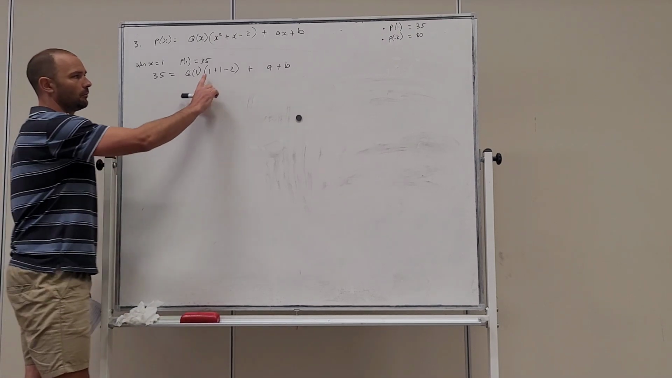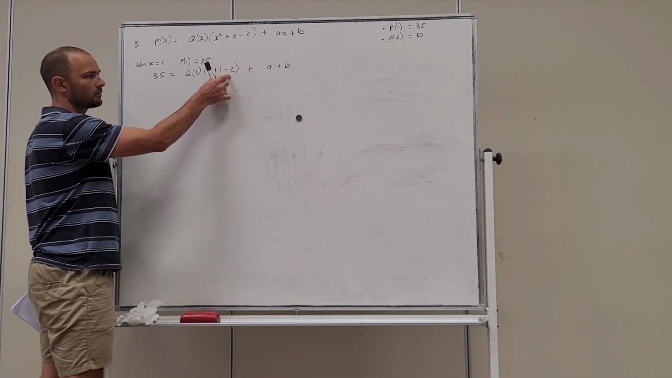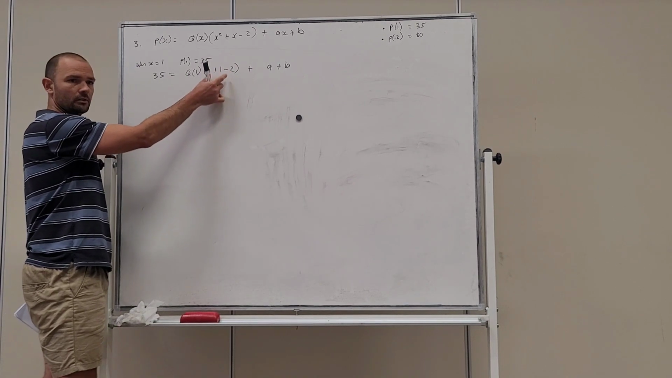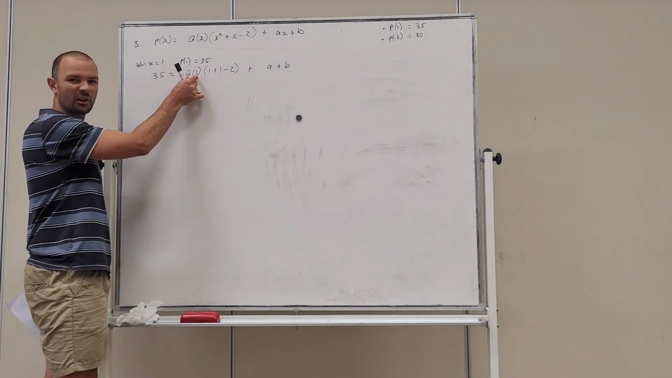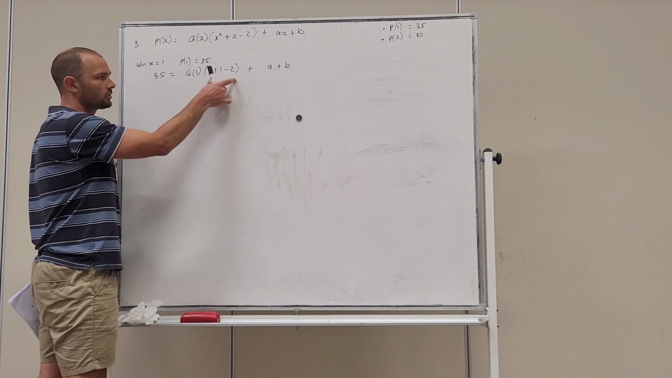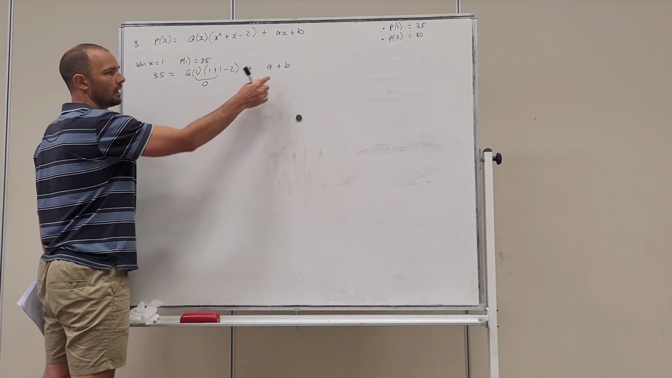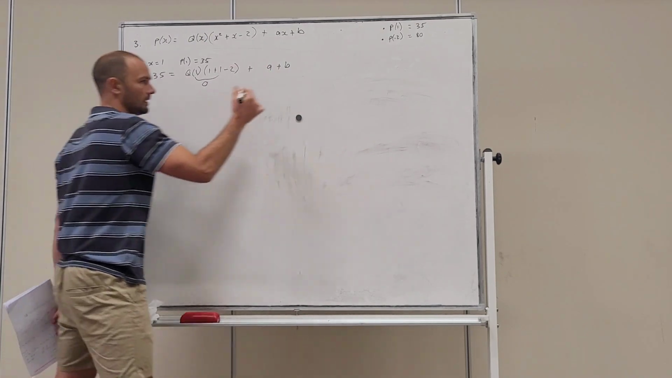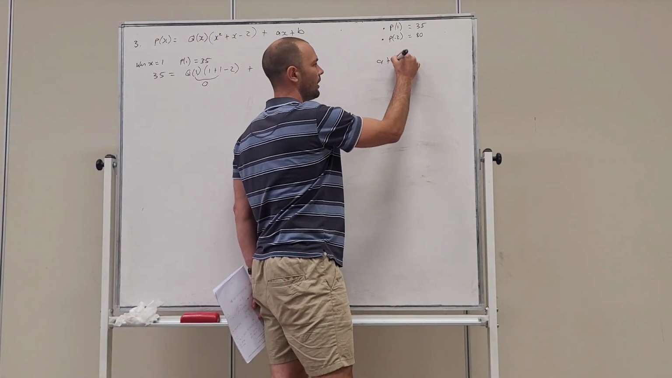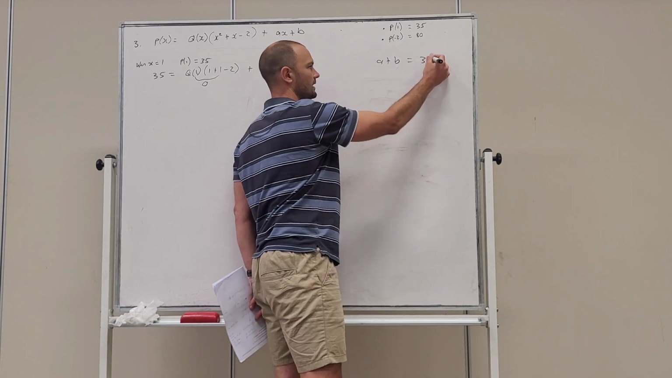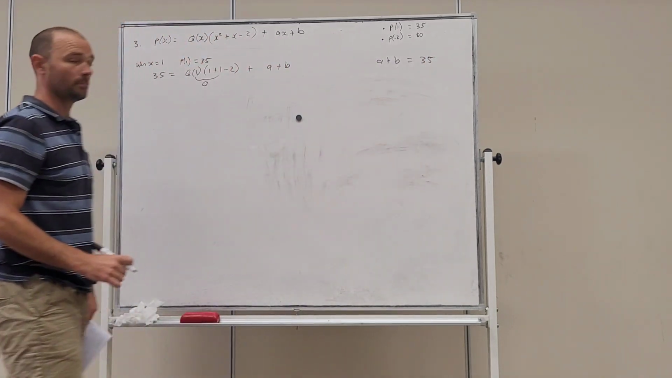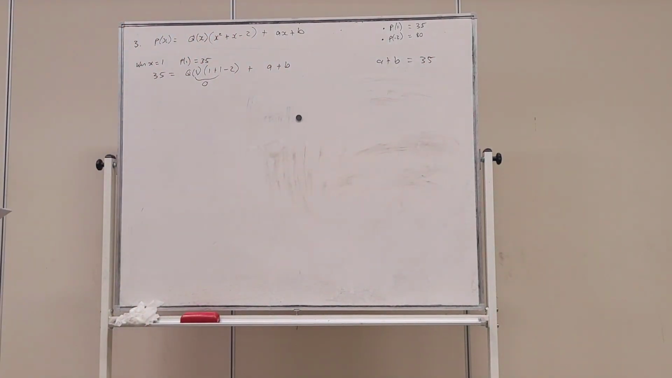So it should be that we have 1 plus 1 is 2, 2 take 2 is 0, so that's going to 0, okay? And then Q of 1, we don't know what the Q function is, but Q times 0 is going to be 0, so that whole part's 0. And then we're just left with a plus b equals 35. All right, and so this is going to be one of those simultaneous equation ones that we'll solve in a moment.